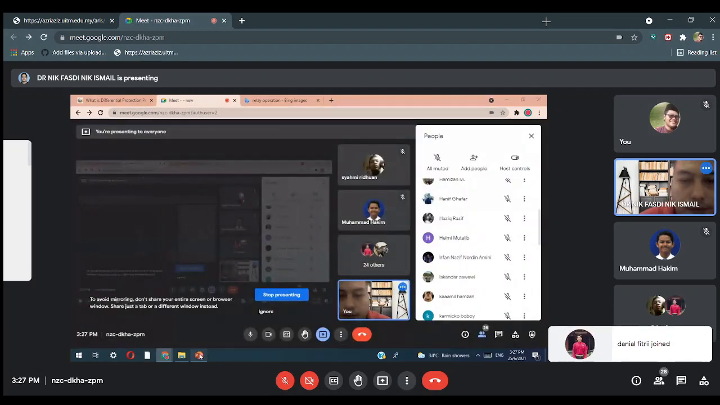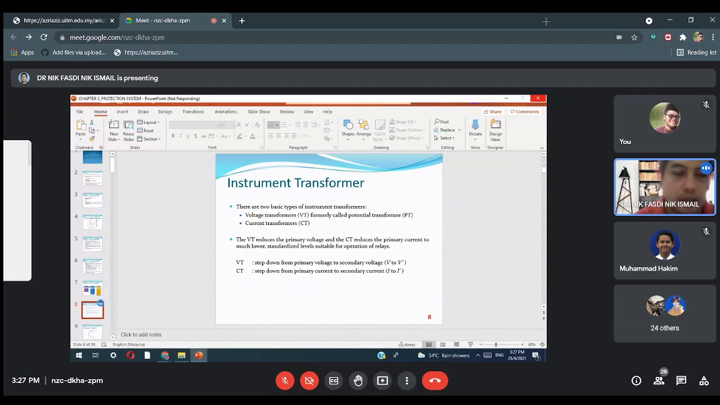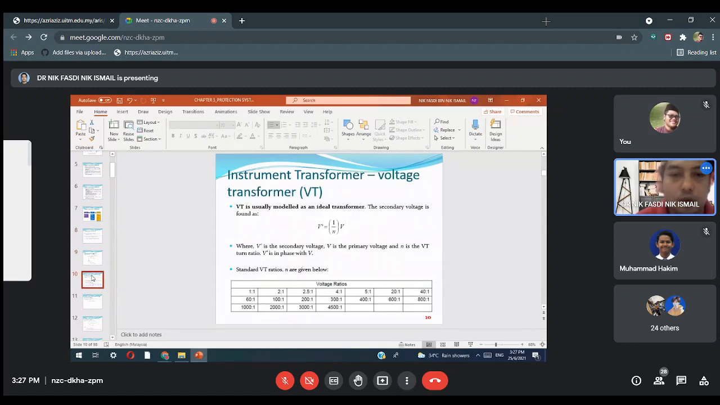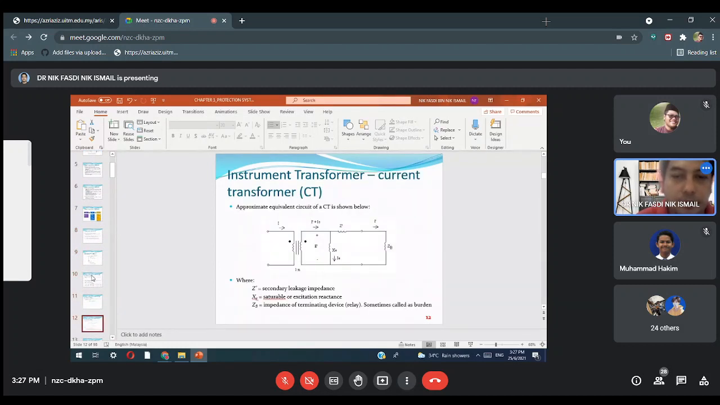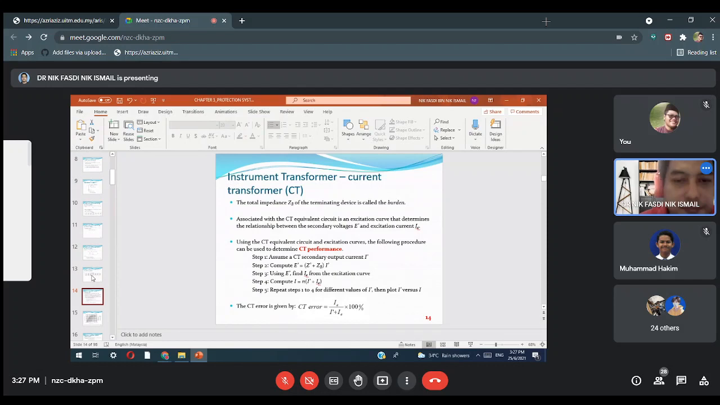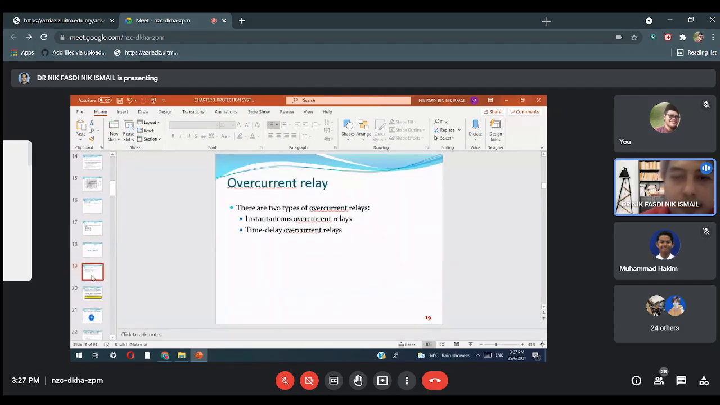Okay. Alright. So next we go to this one. The instrument transformer I already explained. I don't want to explain everything, otherwise time will not be enough. So you can go through it by yourself. Read first. At home you read, you study protection. It is not difficult, very interesting. Some people do research on protection.